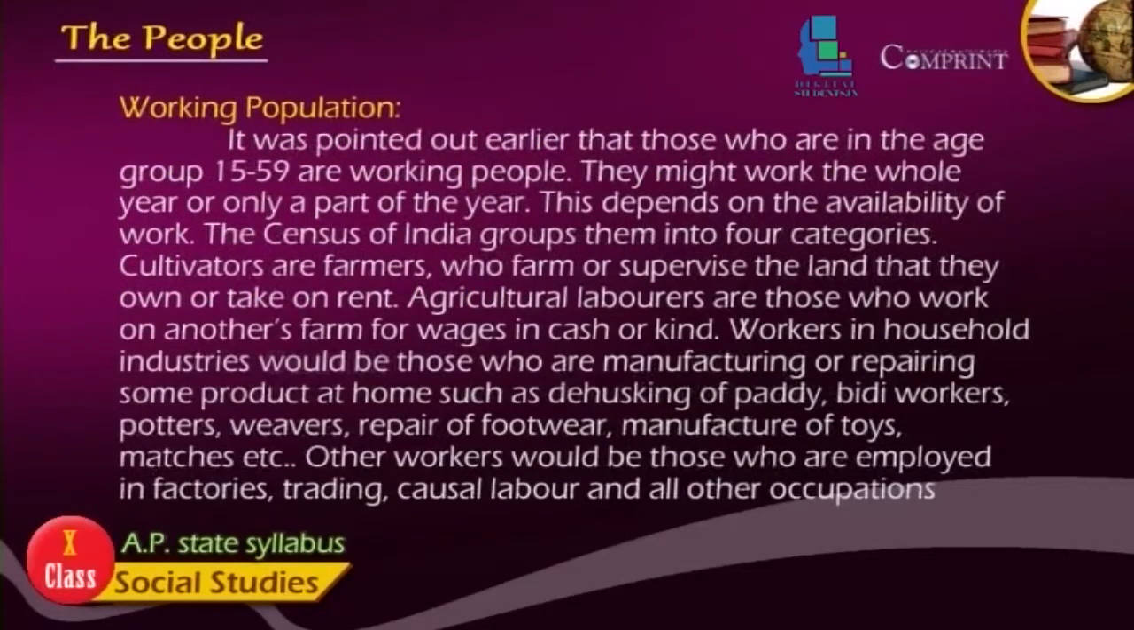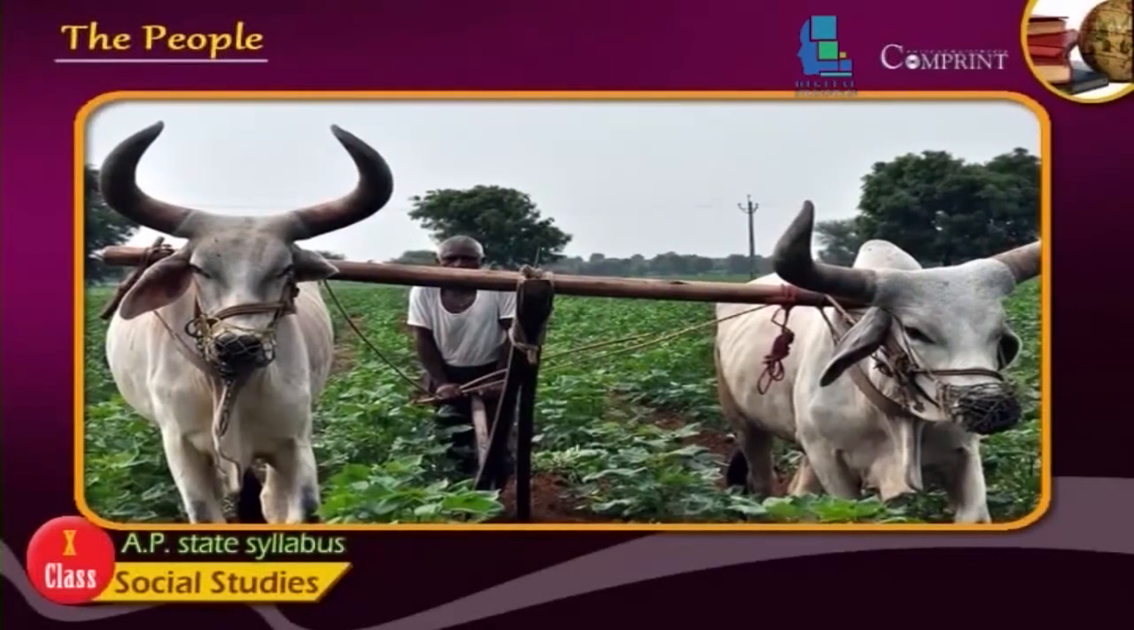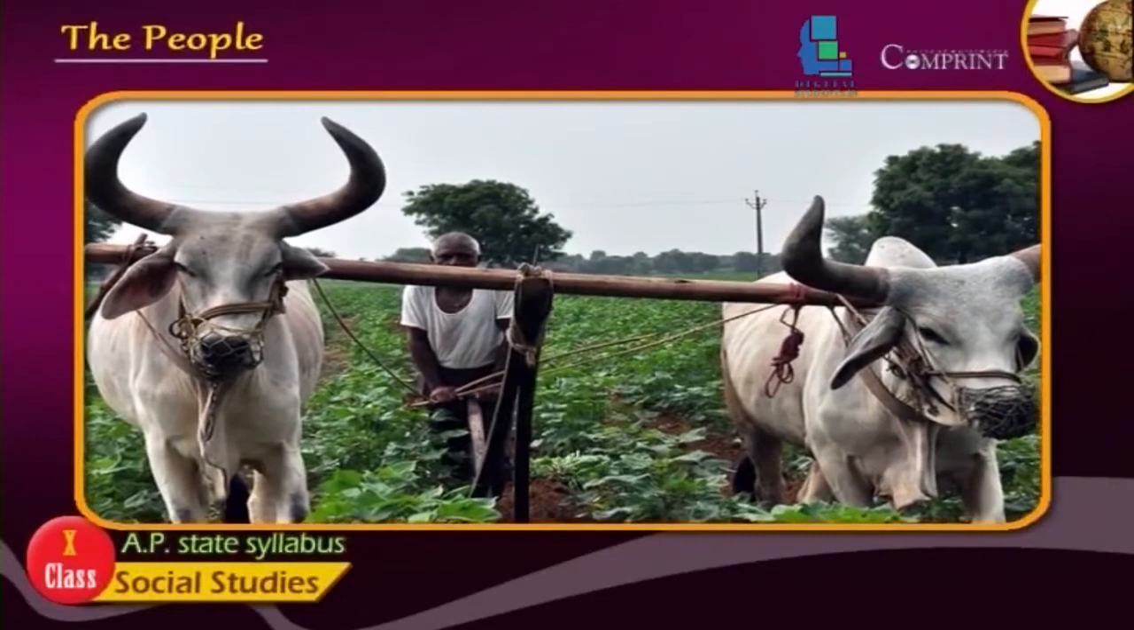Working population. It was pointed out earlier that those who are in the group of 15 to 59 years are working people. They might work the whole year or only a part of the year. This depends on the availability of the work. The Census of India groups them into 4 categories.